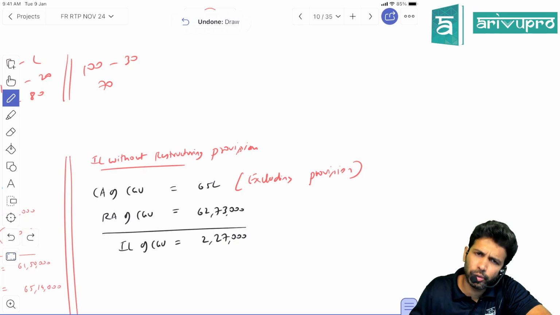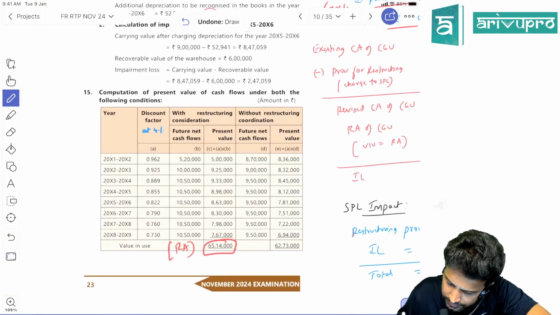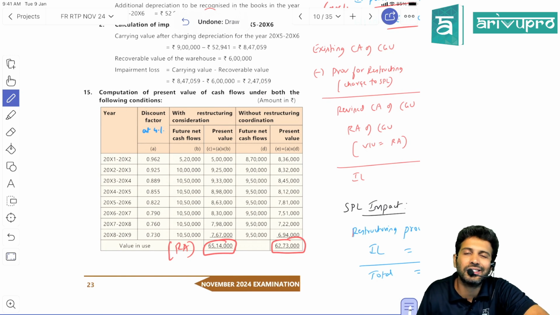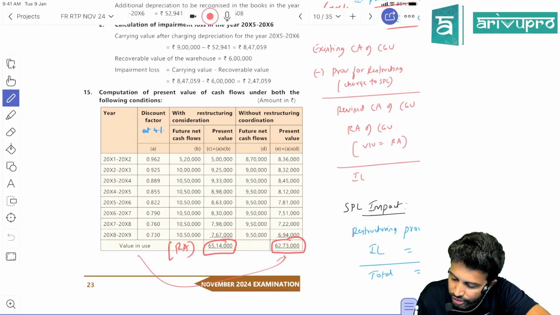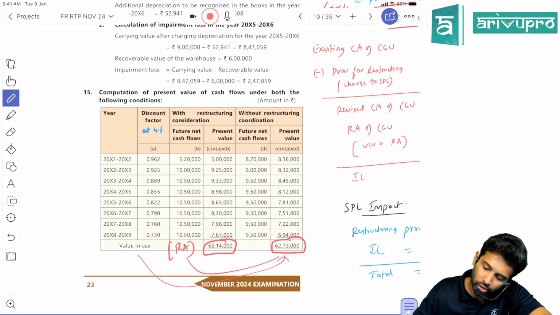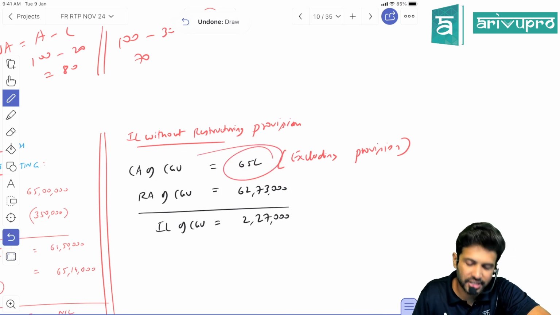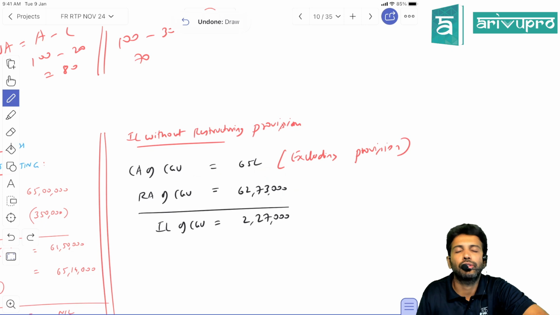Recoverable amount is value in use. Without restructuring provision, if you calculate the present value, you will get 62,73,000. That is nothing but your value in use, which itself becomes your recoverable amount. So for the second case, recoverable amount is 62.73. Carrying amount 65, recoverable amount 62. So you will get an impairment loss of 2,27,000. In the second case, you are getting impairment loss.